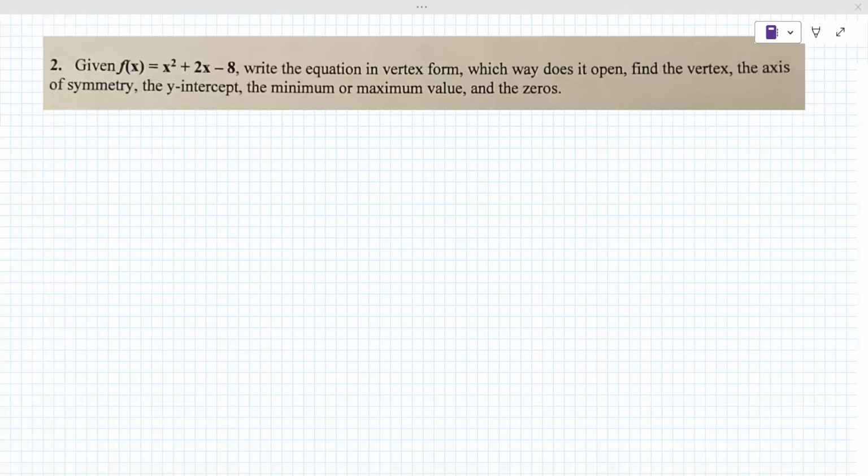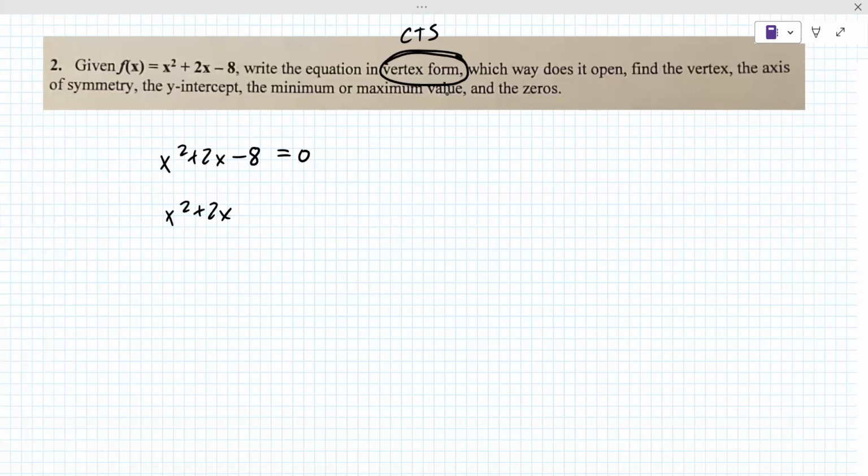Yeah, second number 2. Given f of x equals x squared plus 2x minus 8, write the equation in vertex form. So we're just going to stop right there. That means you have to complete the square. You did such a nice job of completing the square in the last problem. Most students actually would have used quadratic formula on that, but I think you made the right choice by completing the square. It's a little faster. Will you do the same thing here and complete the square for us? Sure.